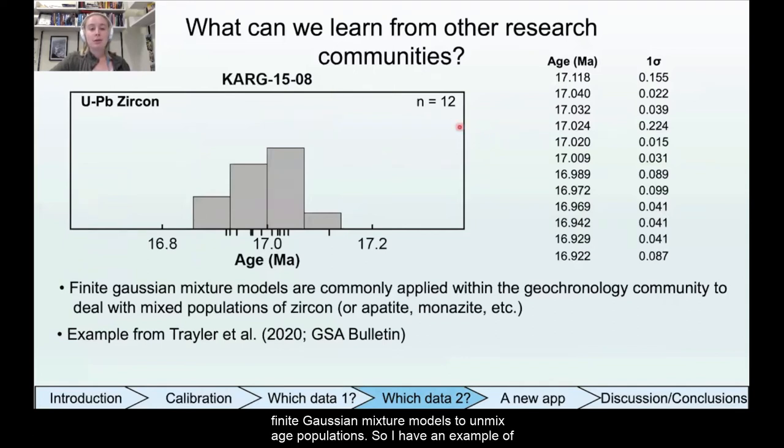So I have an example of a uranium-lead age population here. You can see that this has a non-Gaussian distribution, and it may be tempting to just apply a weighted mean to calculate an average age.